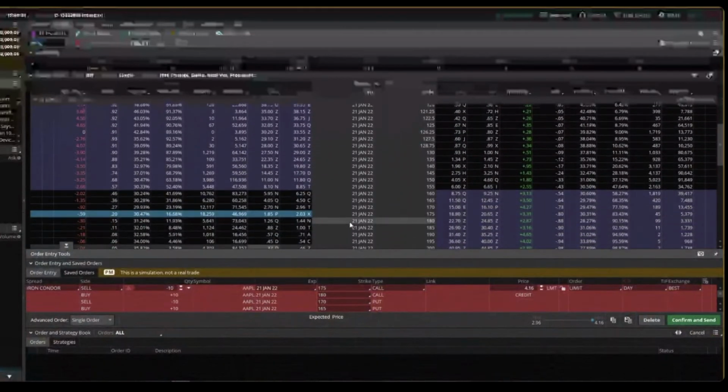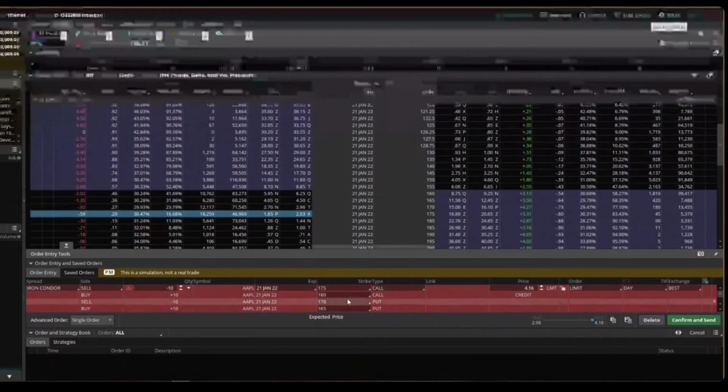So we're going to take the 175, which is at $2.03. We're going to buy that. We can then sell the 170 right there. That's 67 cents.